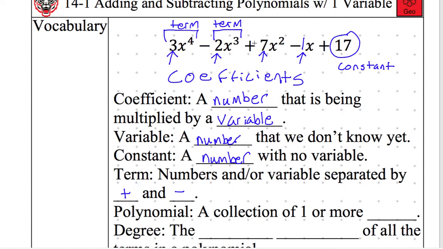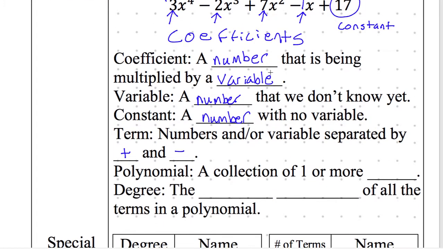There are a total of 5 terms here. 1, 2, 3, 4, 5 terms here. Each of these are terms. You can do a little square bracket. You don't have to label each of them. I think you'll know it by then. Each of those things are called terms. They're little segments, little units inside of the polynomial.